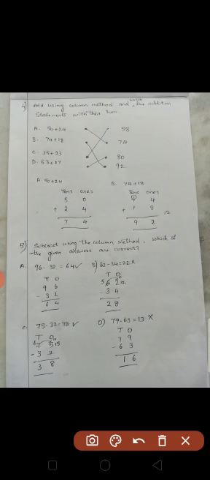In the same way, here subtract using the column method. Which of the given answers are correct? You need to verify. 96 minus 32: 6 minus 2 is 4. 9 minus 3 is 6. Yes, it is correct.